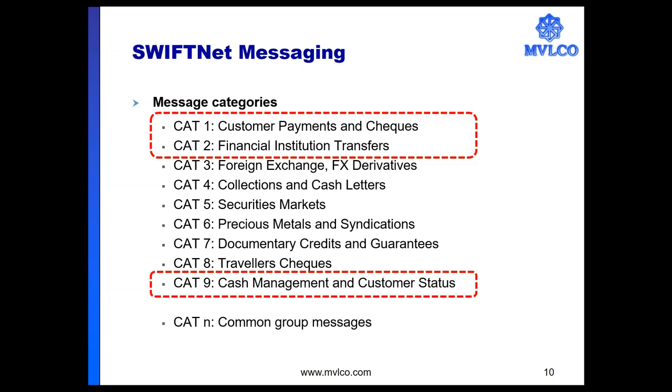The last type of N category is N99, which is a free format. The free format means you don't need to follow the syntax. You can send the message like you write an email. So those who do not want to use or do not understand how to use the SWIFT syntax will go for the 99 category. Now let's move into CAT 1, CAT 2 and CAT 9.